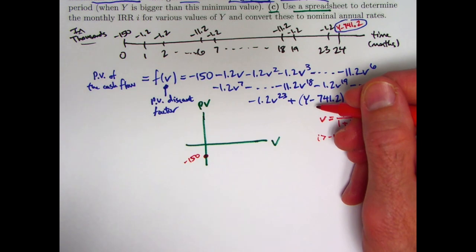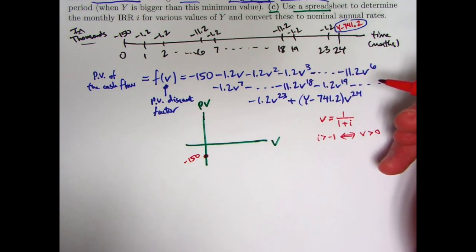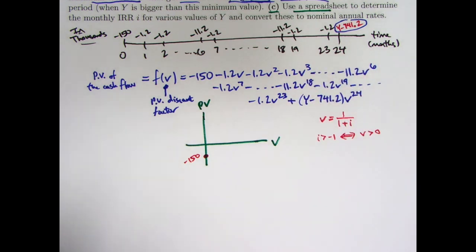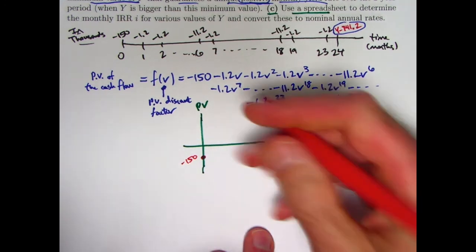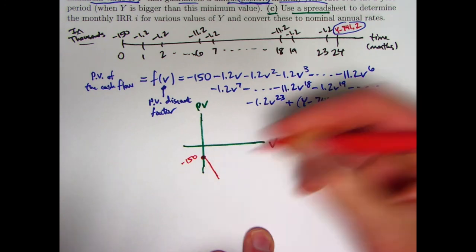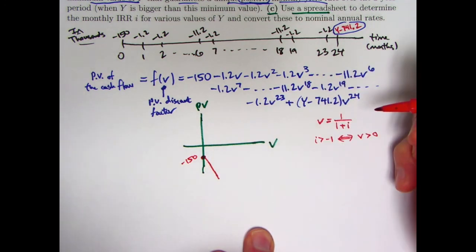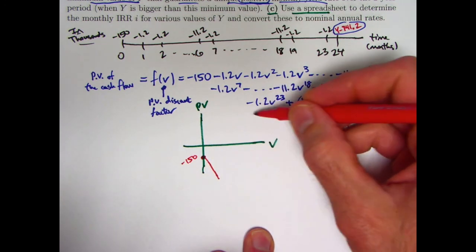Now, you could plug in something specific for Y. You could try to plug this into your calculator, but that would be a big pain. But you don't need to. Now, this graph very, very well may go down for a while, but I claim it's got to come back up. It's got to come back up and cross this V-axis.